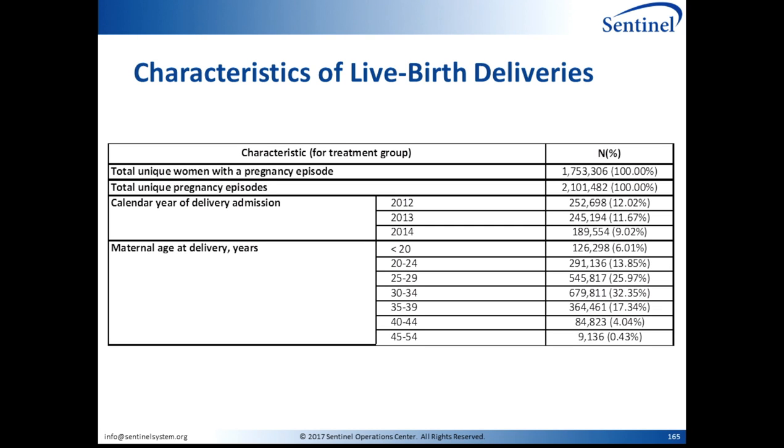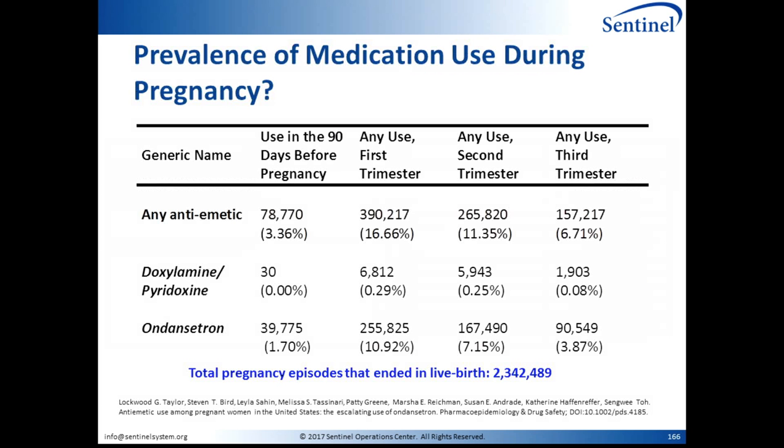And so you can see what this cohort looks like in the Sentinel Distributed Database. You can understand whether we're seeing women who are older giving birth or younger, or whether there's been any change in births. Some of the changes over time may reflect data partners coming in and out, so you have to understand what you're looking at when you check out the descriptive characteristics, but this is available.